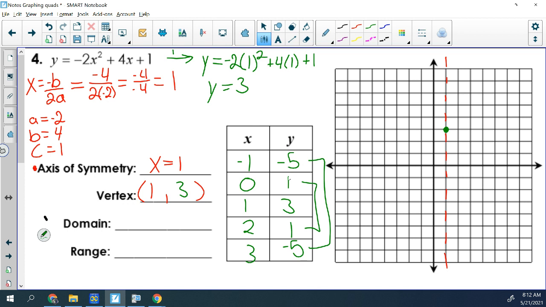0, 1 is over left and right. 0 up 1. 2, 1 over 1, 2 up 1. Cool. And it says -1, -5, -1, 1, 2, 3, 4, 5. Cool, right here. And over 1, 2, 3 down -5. Cool, right here. So this gives us our shape.